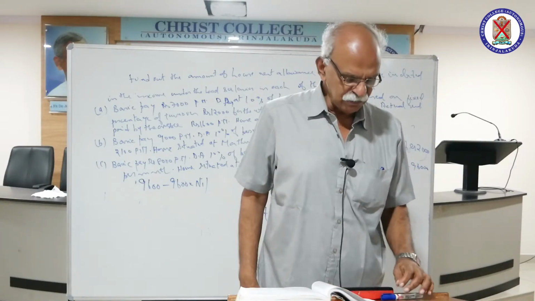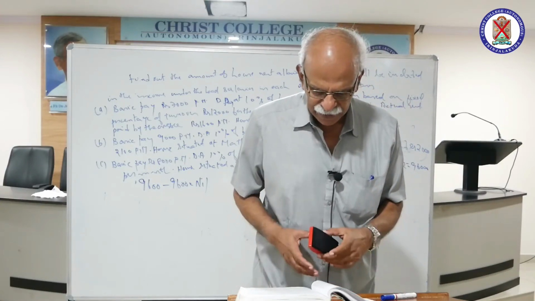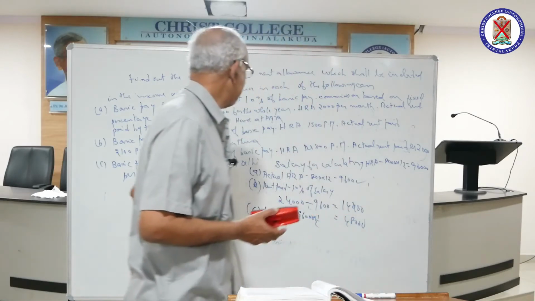Now we have seen one, that is HRA. Now we have to go through the other allowances which are partially exempted. Next one we have to deal with is entertainment allowance.